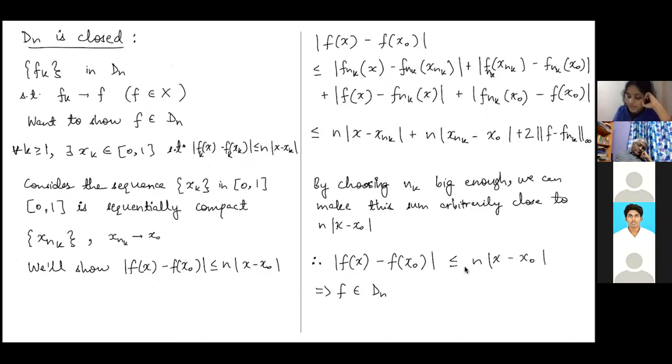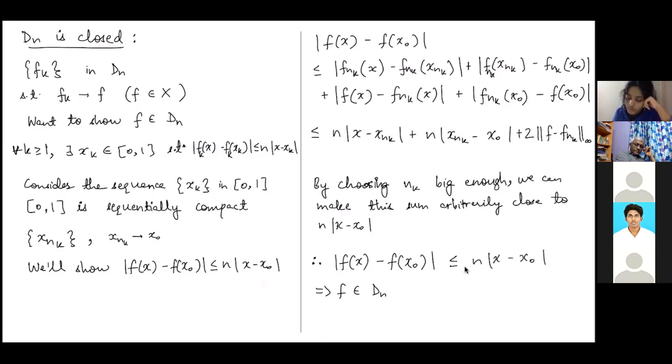Right. So let's say we have some sequence of functions fk in Dn, and let's say that fk converges to some f. So this f will be in X. What we need to show is that f is in Dn. So we want to find some point x0 such that for all x, this condition will hold.